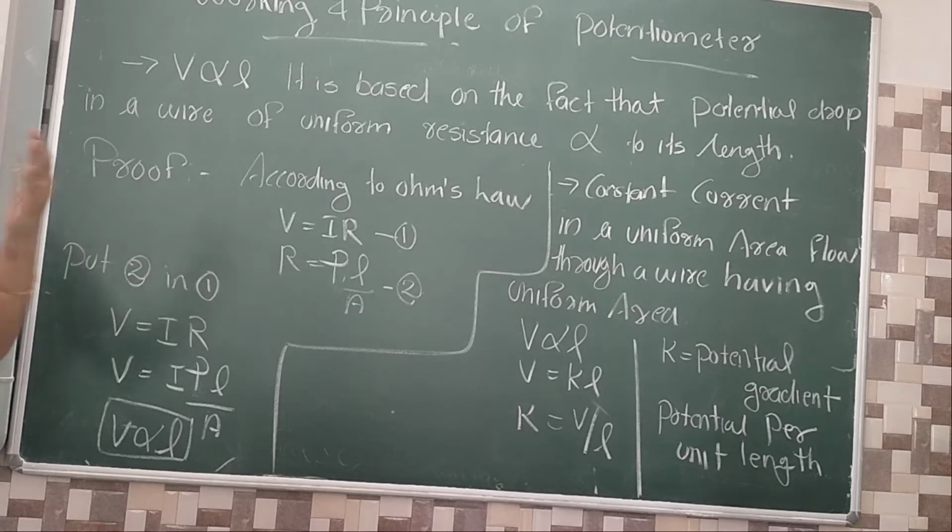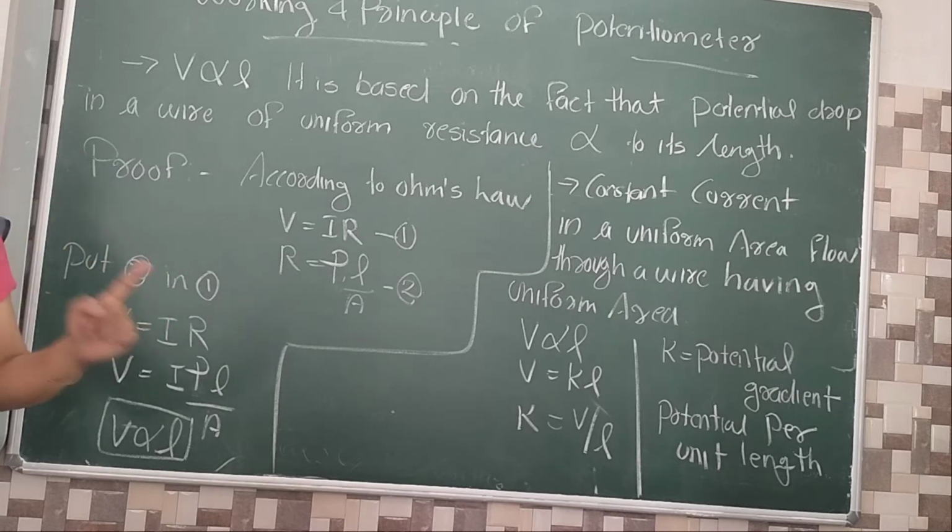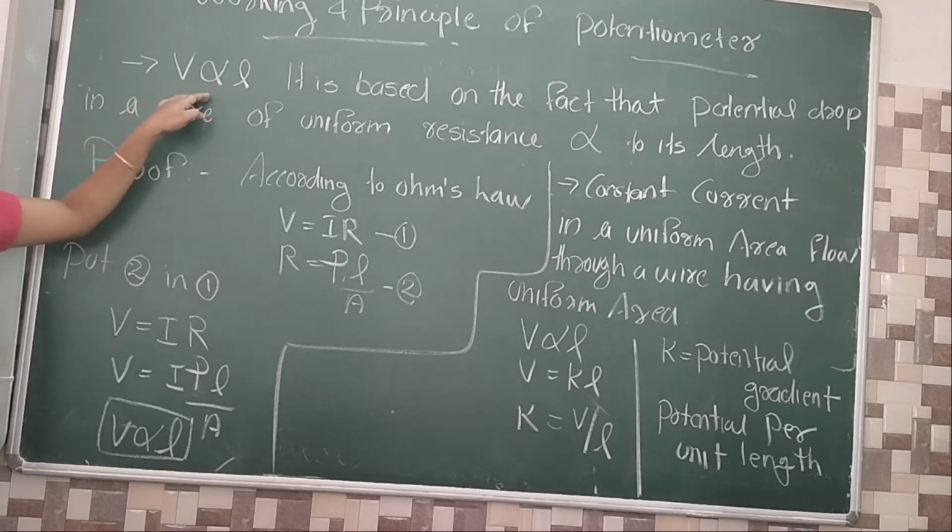We already know the diagram of the potentiometer. The wire is called AB. AB is the potential wire. Am I right? Length is 10 meters. Okay, then I am writing the principle of the potentiometer.